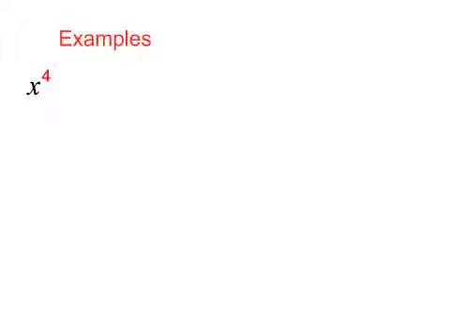Let's look at some examples. X to the power of 4. Well, x is the base, 4 is the index. So it's x multiplied by itself 4 times, x times x times x times x.